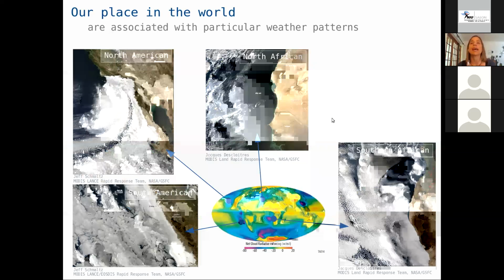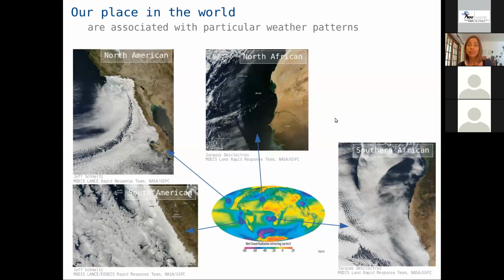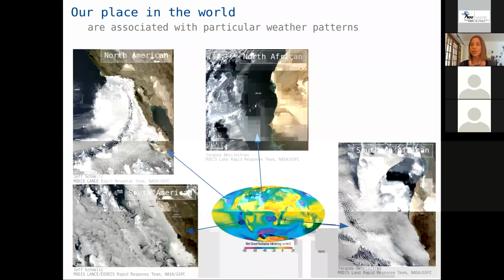So here we're looking at cloud cover over each of the 4 eastern boundary upwelling systems, and they're always associated with low-lying stratus clouds. This is because of the cold ocean surface temperatures that are conducive to this cloud type, which are not rain-bearing clouds. So this is another example of how the ocean drives not only global climate, but has a very big impact on local regional weather patterns.